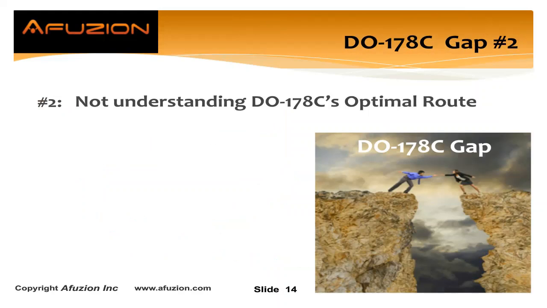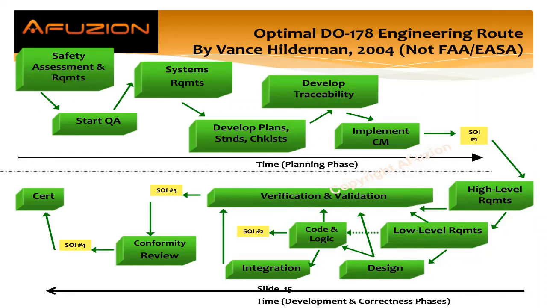And this is actually combining several gaps in here. Let's take a look. This is our opinion. This is not FAA or EASA approved. However, they don't disapprove it. Remember, FAA, EASA, they don't approve a route. They approve your process to be 178 compliant. So this is our opinion of the optimal route.